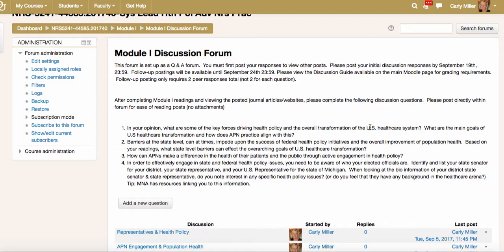Number two, barriers at the state level can at times impede upon the success of federal initiatives, as I mentioned previously, and the overall improvement of population health. So I want you to delve into that and look at state versus federal. How does it impede? And then based on your readings, what state level barriers can affect the overarching goals of healthcare transformation?